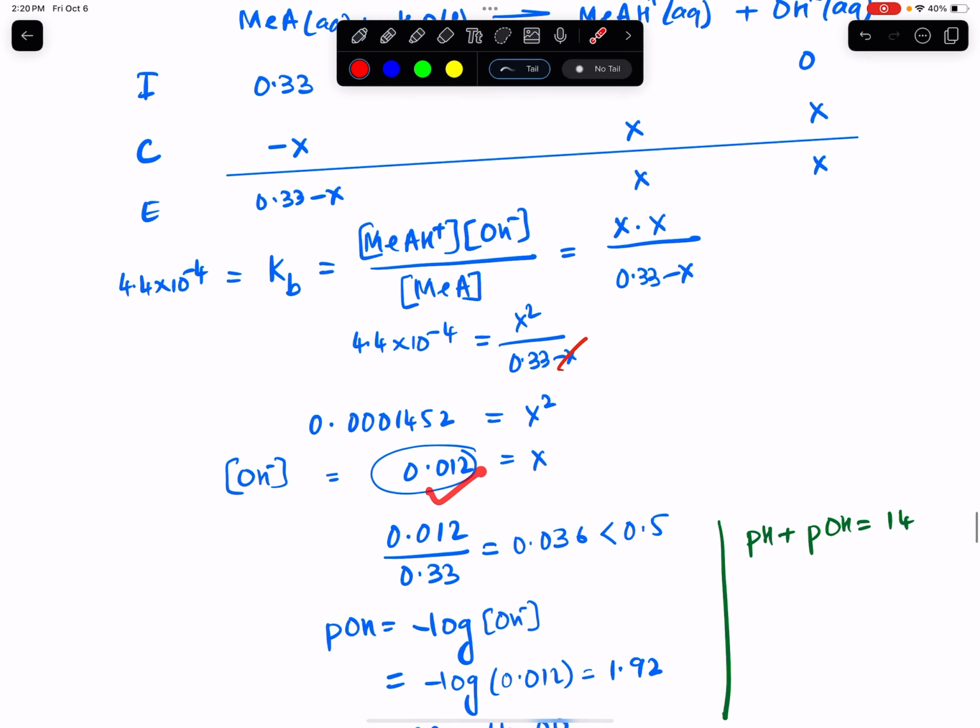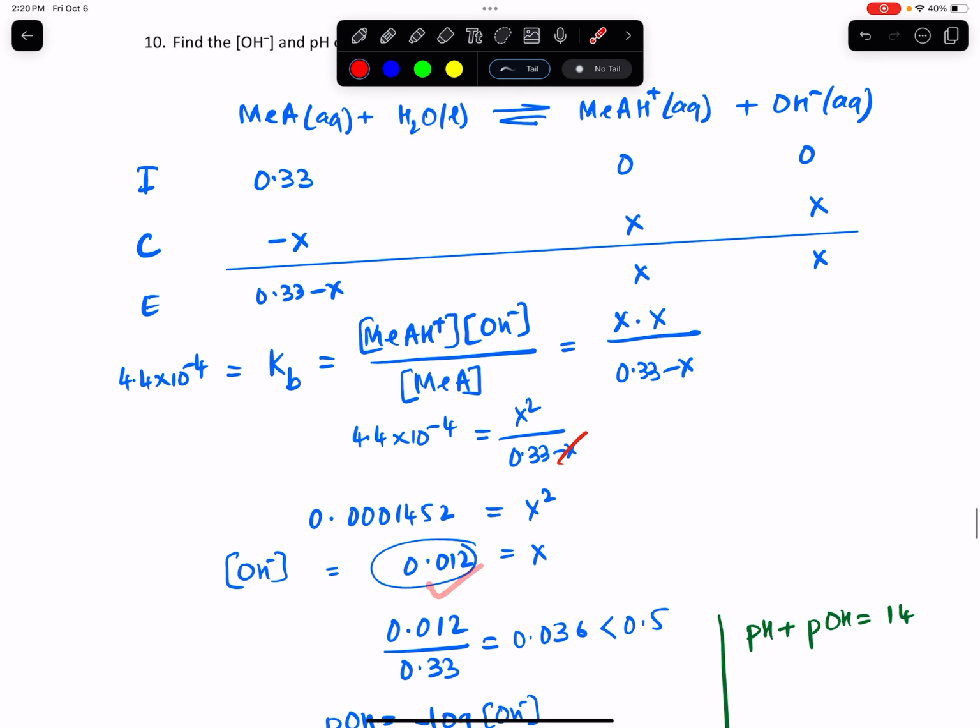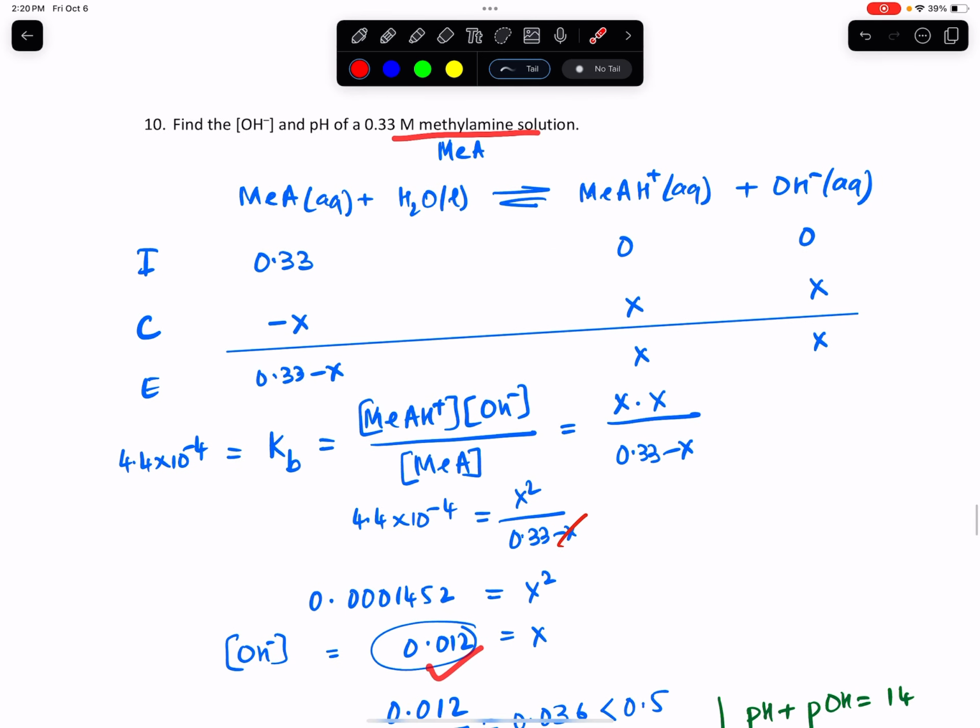And that is the OH minus ion concentration of this weak base solution. I hope that made sense.